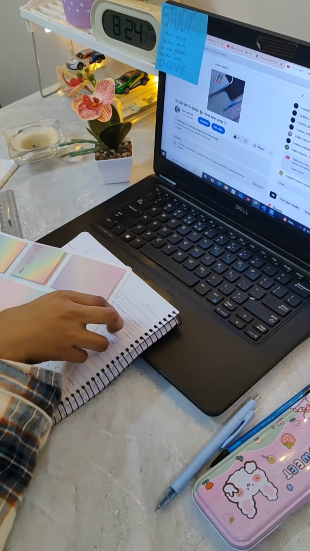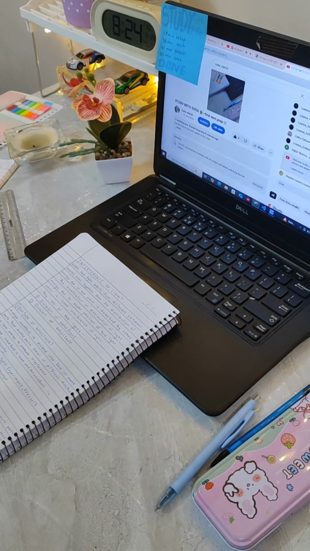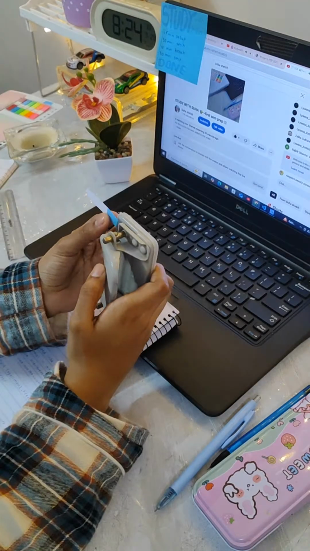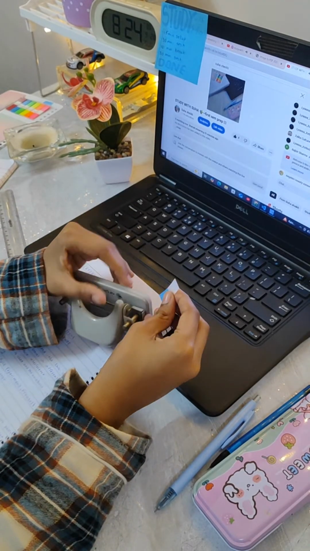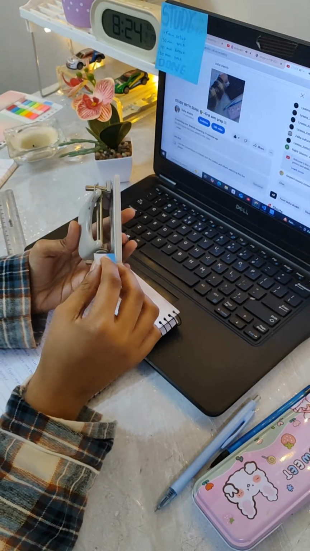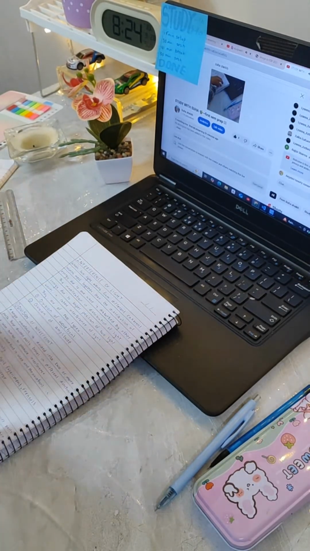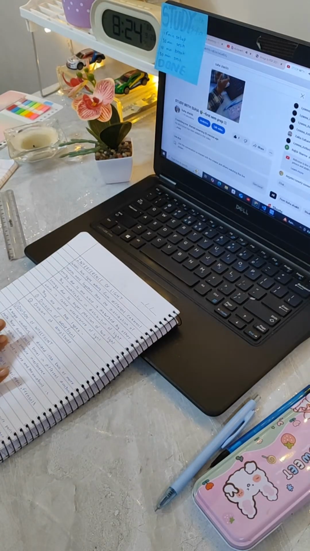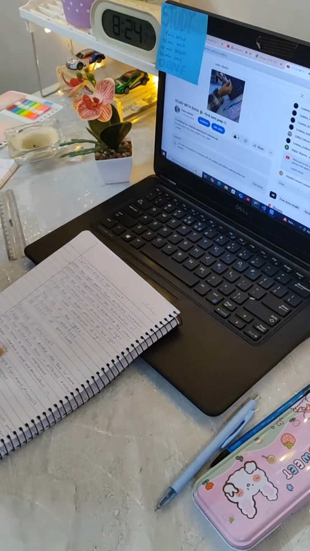Okay, so essentially what you're supposed to do is take this and punch a hole in the center. Oh shit. No! Give me a second, my laptop starts.